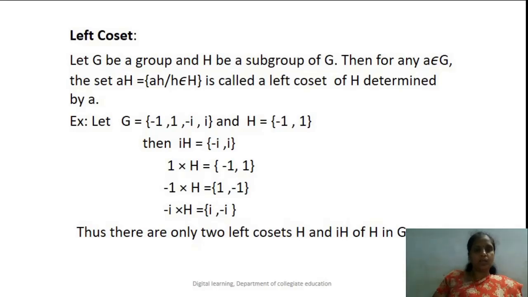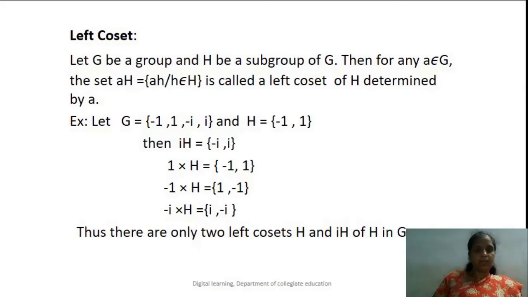So let us take the group again: minus 1, 1, i and minus i. Then the subgroup of the cyclic group is H equal to {minus 1, 1}. As we have seen, it has to be in the form aH, so we take all the elements from the group: iH, 1H, minus 1 H, minus iH. Here i, minus i, 1 and minus 1 are taken from the elements of the group only, and H is minus 1 and 1.